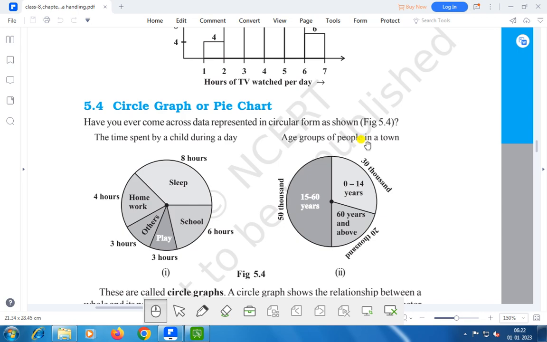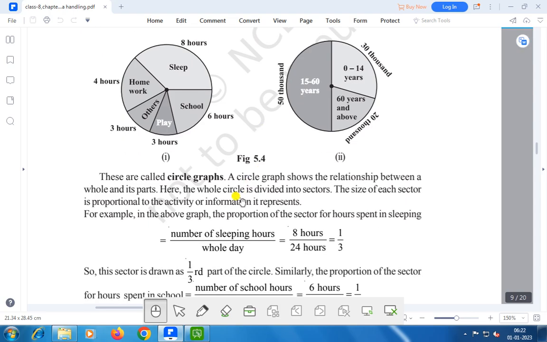Age groups of people in a town: 0 to 14 years 30,000, 20,000 60 years and above, 50,000 15 to 60 years. These are called circle graphs or pie charts. A circle graph shows the relationship between a whole and its parts. Here the whole circle is divided into sectors. The size of each sector is proportional to the activity or information it represents.